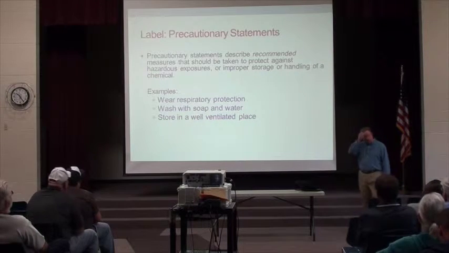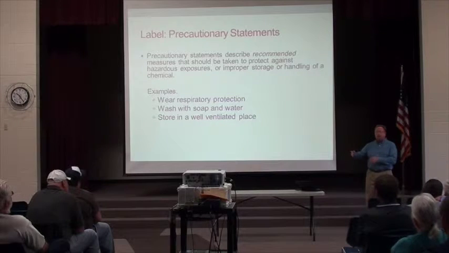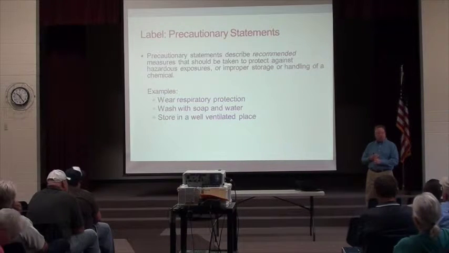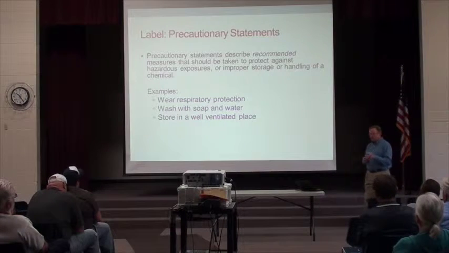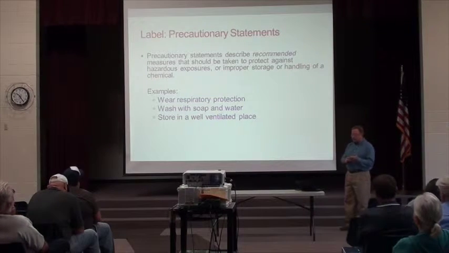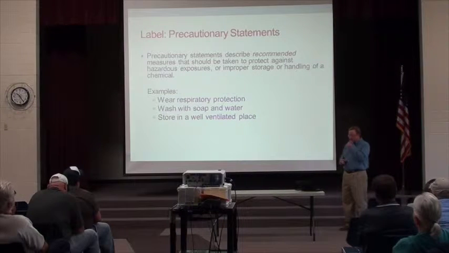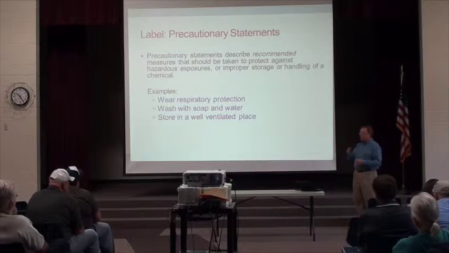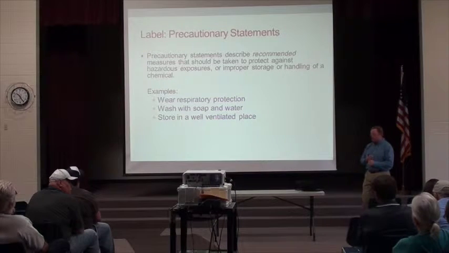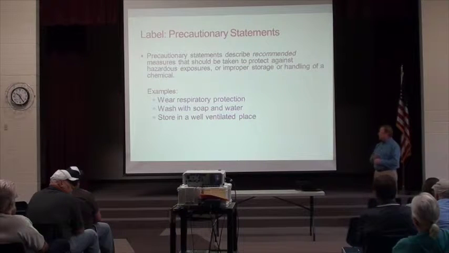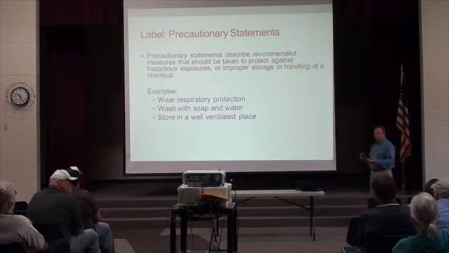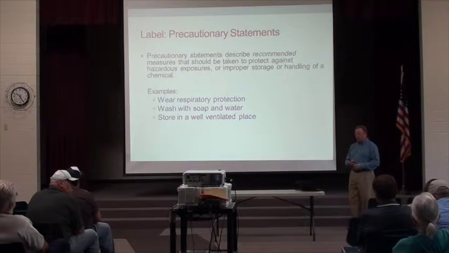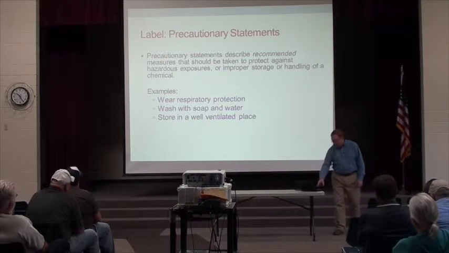Precautionary statements. This is what you find that's going to protect you from that chemical. It will be listed on the label, and it'll be listed in the safety data sheets. This is going to be your recommendations and measures to protect yourself against the hazard exposure. It's going to tell you how to properly store it. It's going to talk about how to properly handle it. And here are some examples of what you might see in a common precautionary statement. Wear respiratory protection. Wash with soap and water. Store in a well-ventilated place. It gives you some real simple directions on how to protect yourself from this particular chemical.